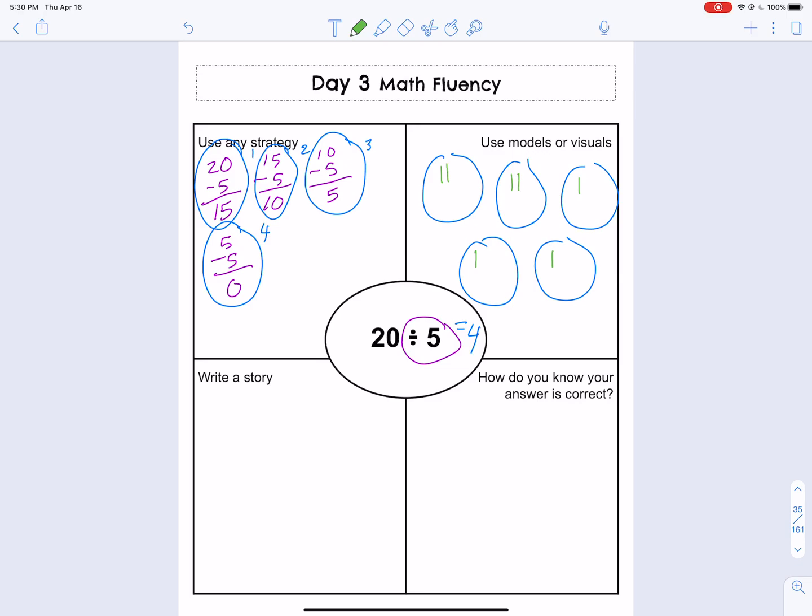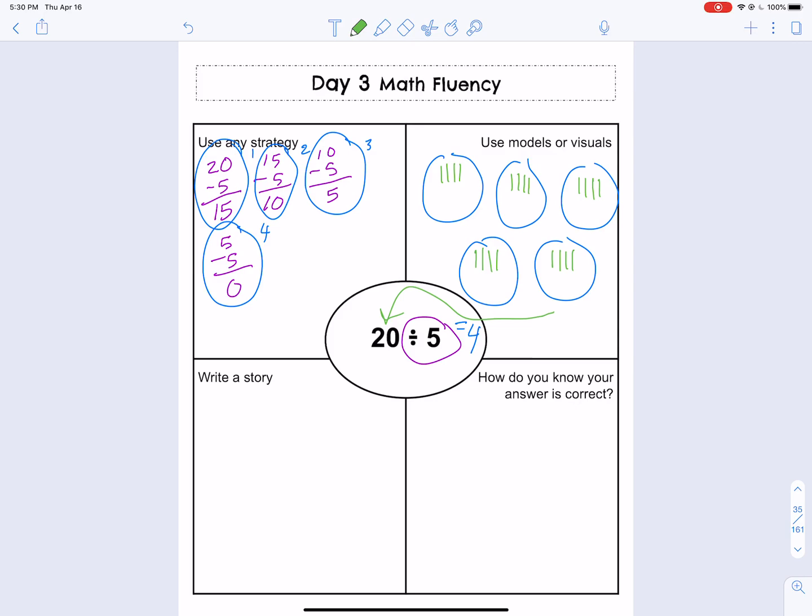6, 7, 8, 9, 10. Start over again. 11, 12, 13, 14, 15. Start over again. 16, 17, 18, 19, and 20. Okay, I got to 20, so that means I'm done putting my tally marks. I'm done equally sharing the tally marks.